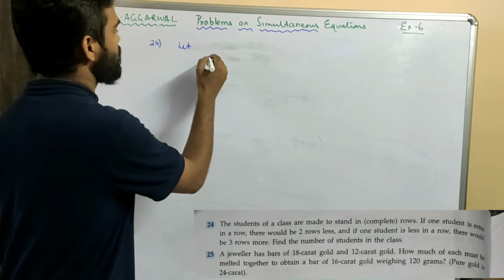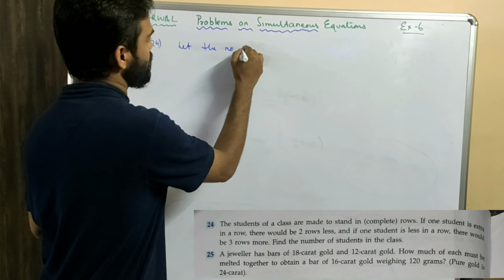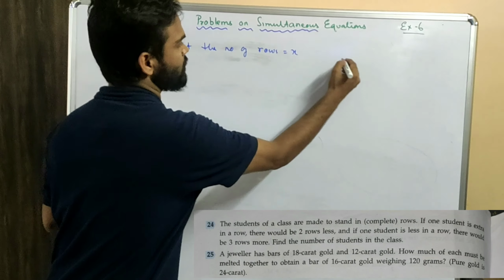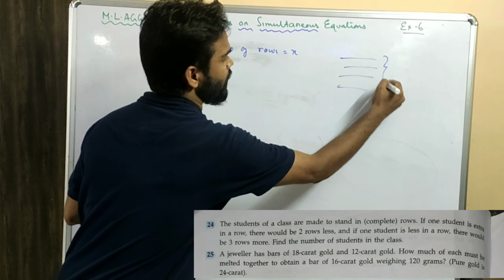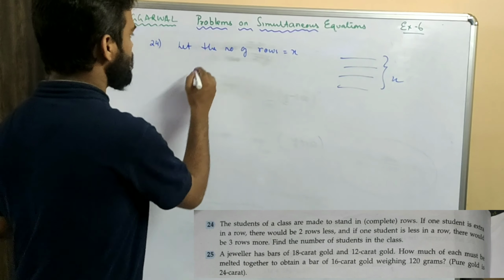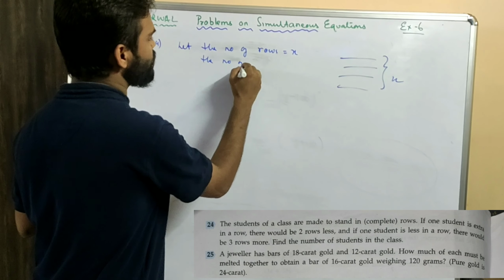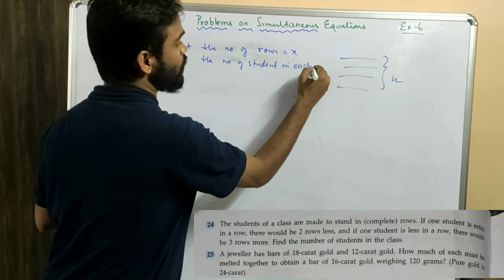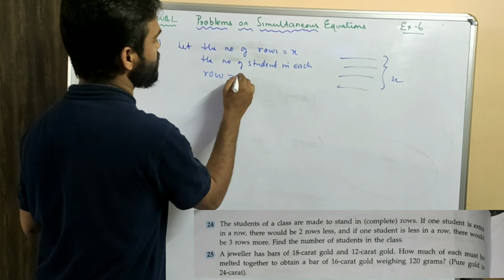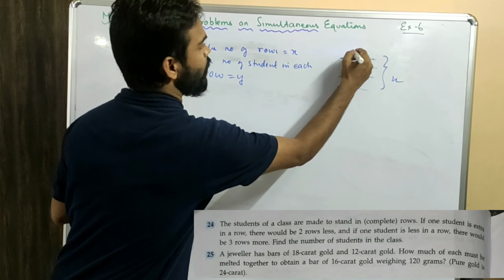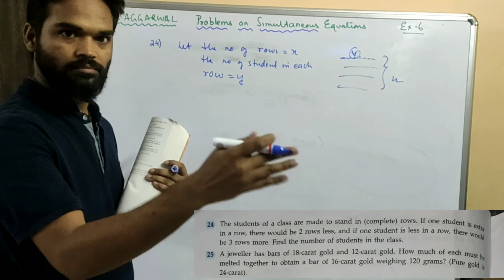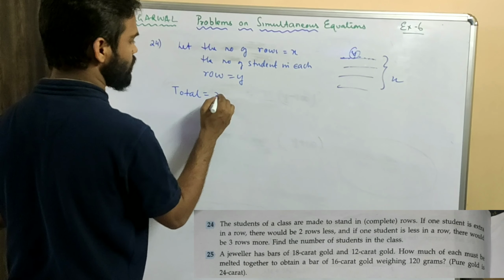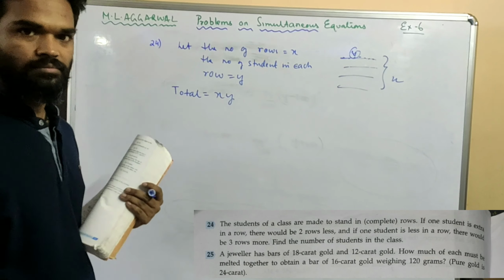Let the number of rows be X. Look, there are X rows. Let the number of students in each row be Y. Y number of students in each row. Then the total students of the class will be XY. No doubt in that.